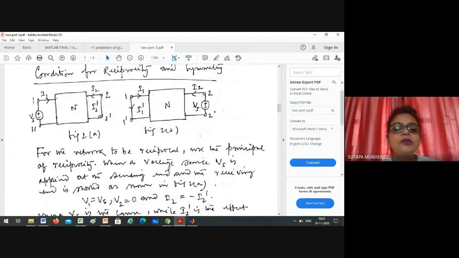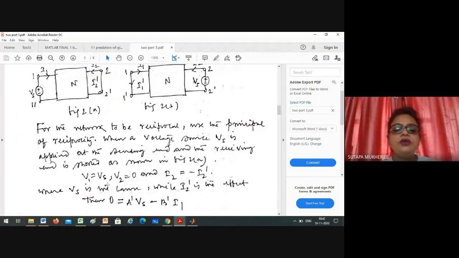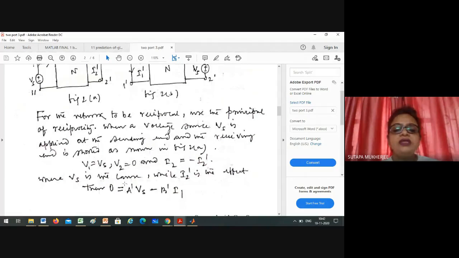For the network to be reciprocal, use the principle of reciprocity. When a voltage source Vs is applied at the sending end, and the receiving end is shorted, shorted means voltage 0, so here V2 equals 0. That is what is written: V1 equals Vs and V2 equals 0, I2 equals minus I2 dash. So Vs is the cause while I2 dash is the effect.